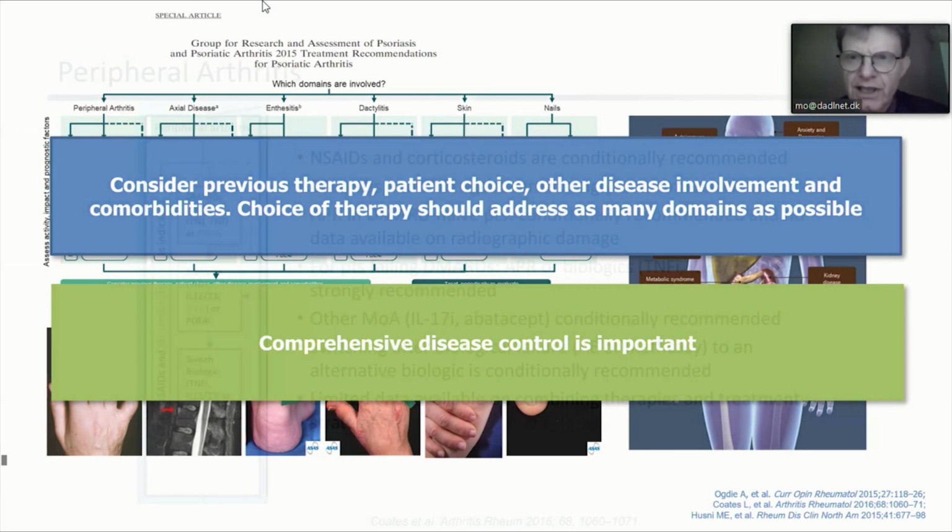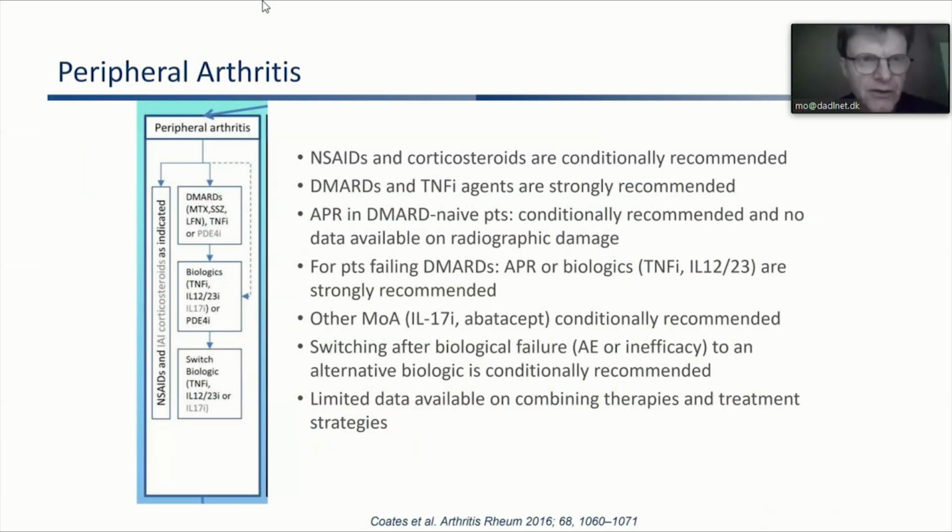Focusing first on peripheral arthritis, according to these recommendations, NSAIDs and steroids are to some extent recommended if that's enough, but particularly conventional DMARDs like methotrexate, sulfasalazine, leflunomide, and TNF agents were strongly recommended. It should be mentioned that these guidelines are old. They were made in 2015 and published in 2016.